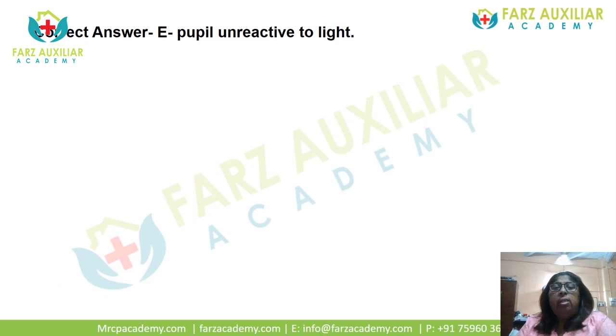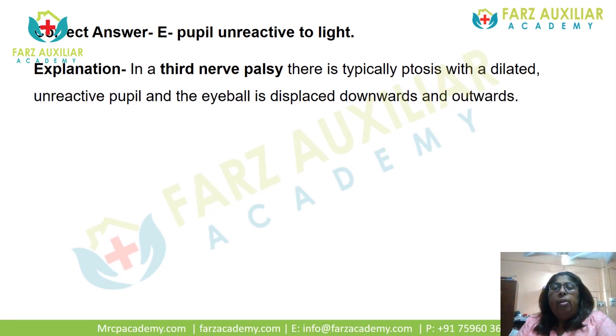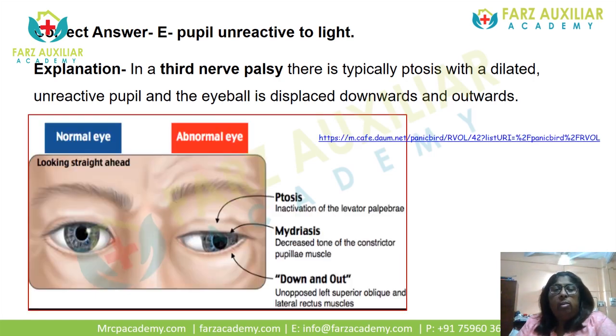Pupil unreactive to light. In a third nerve palsy, there is typically ptosis with a dilated, unreactive pupil, and the eyeball is displaced downwards and outwards, as you can see in the picture here, showing ptosis due to inactivation of the levator palpebrae, mydriasis or dilated pupil due to the decreased tone of the constrictor pupillae muscle, and the eye looking down and out due to unopposed action of the left superior oblique and left lateral rectus muscles.